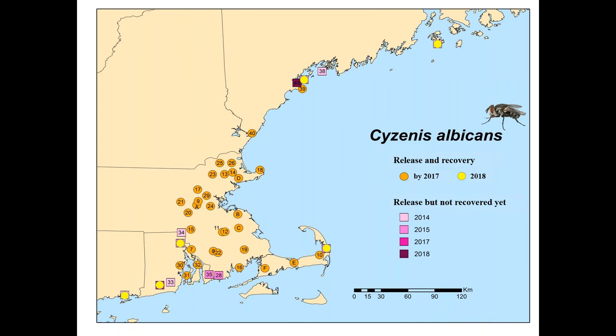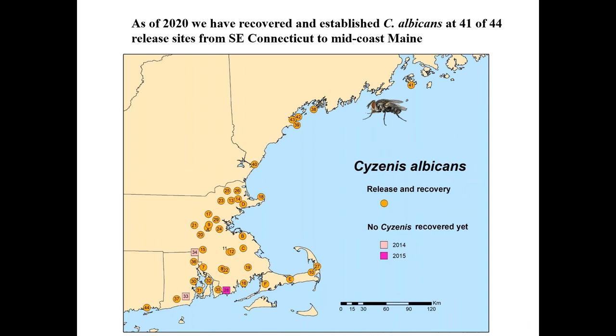So these are areas where we have not yet recovered the fly as of 2018. And the yellow circles show where we had new recoveries in 2018. So as of 2020, we have 44 release sites representing all of the areas where you have outbreak populations of winter moth, and have established the fly at 41 sites. So we felt very good about that.